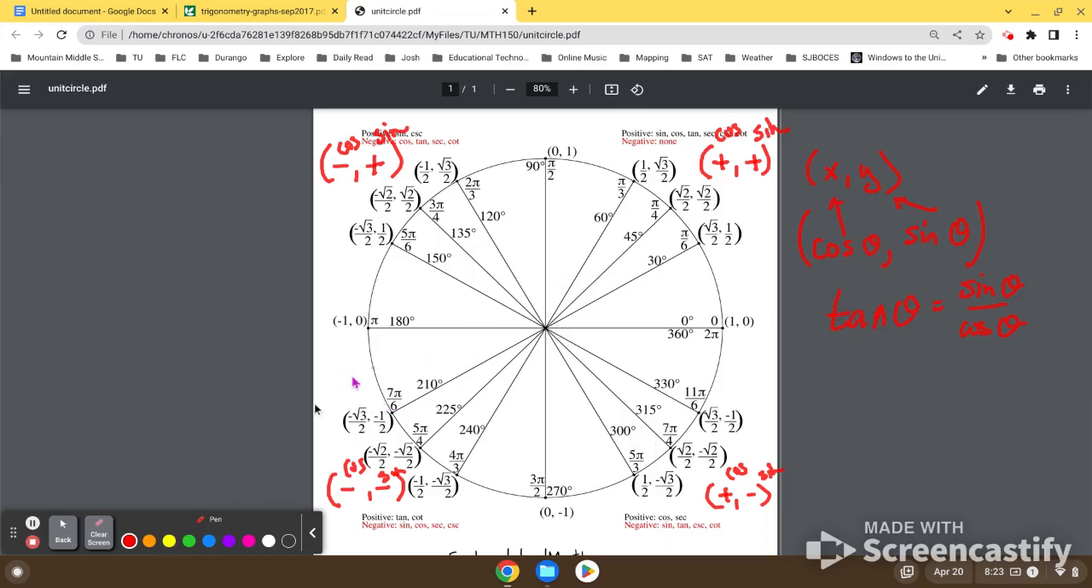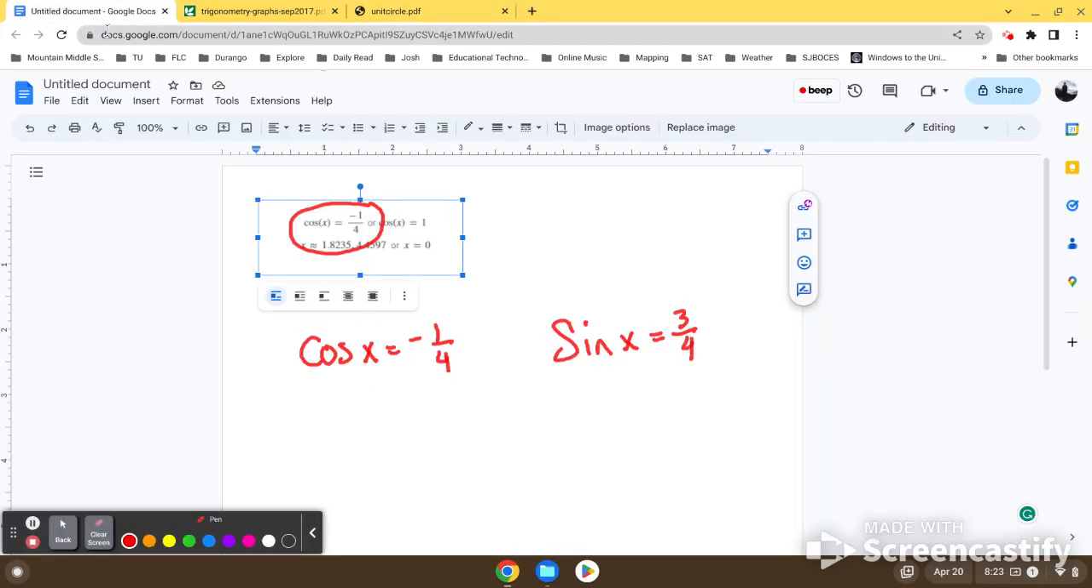All right, now that we have that established, we're going to go back and forth from this sheet. Now let's go back to our problem. We have the cosine of x equal to -1/4. No problem. We plug that in our calculator and do inverse cosine of -1/4, and we find that x is equal to 1.823476.